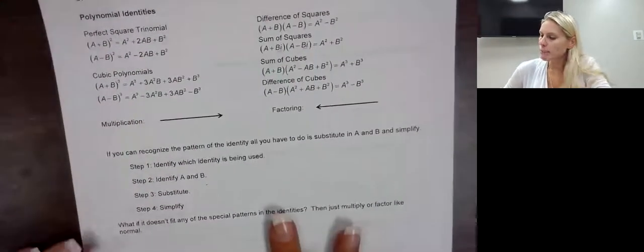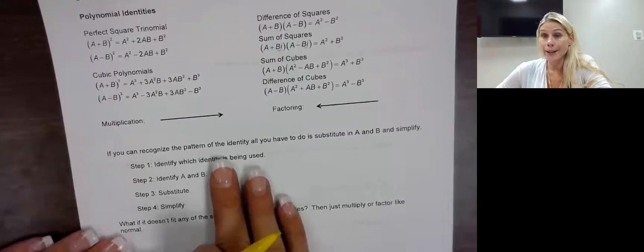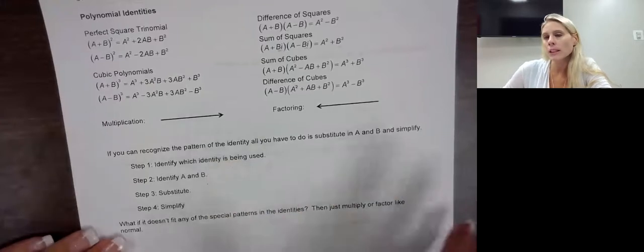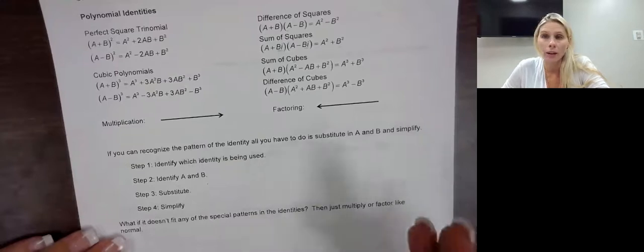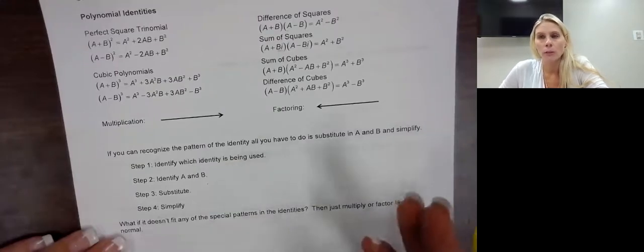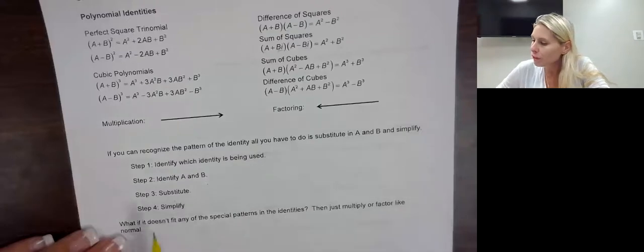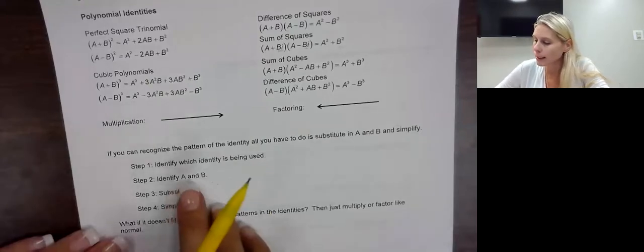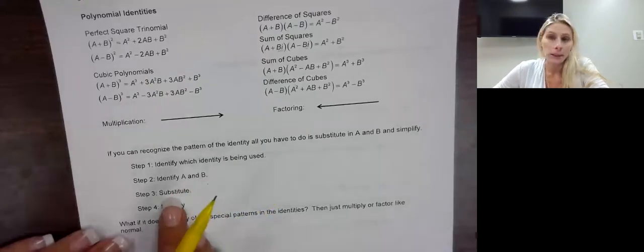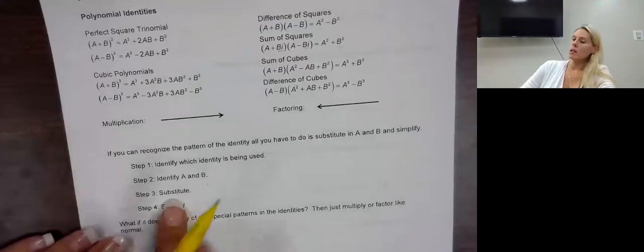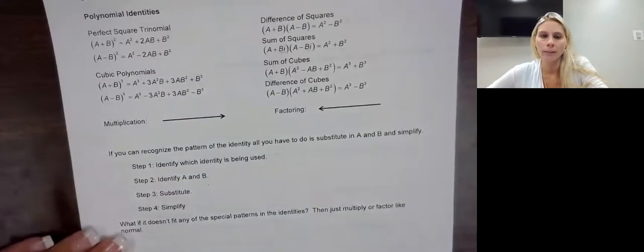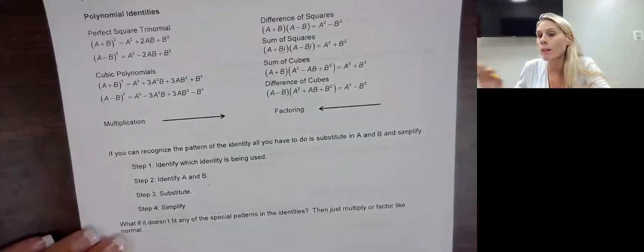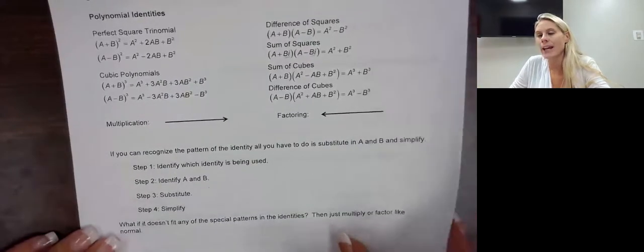So if you recognize the pattern, that's the idea. If you can't recognize it, it doesn't help you. So we're going to get familiar with it. And hopefully if you go to calculus or any upper level math, you'll be able to recognize these better. First step is to figure out which identity you're going to use. Then identify your a and b. Now substitute, and then simplify. When you pick out what identity to use, also figure out, am I multiplying or am I factoring?